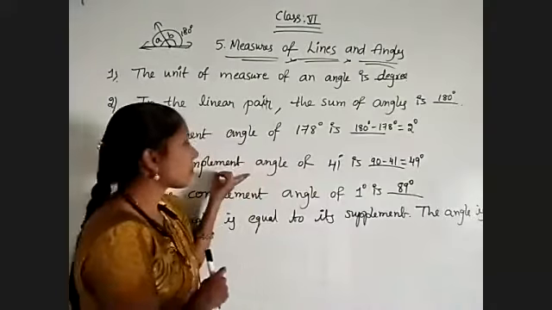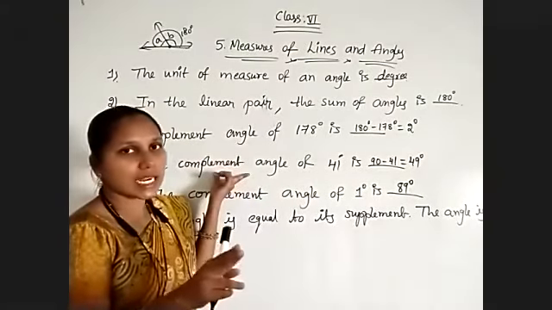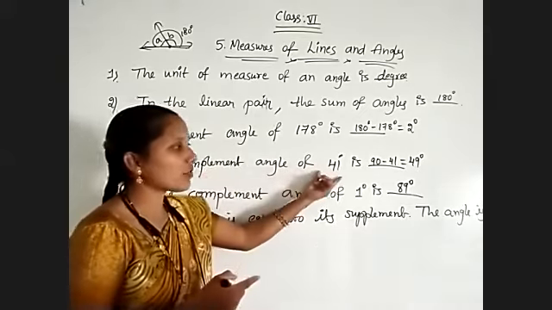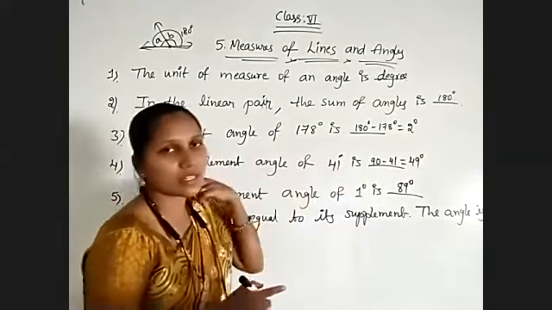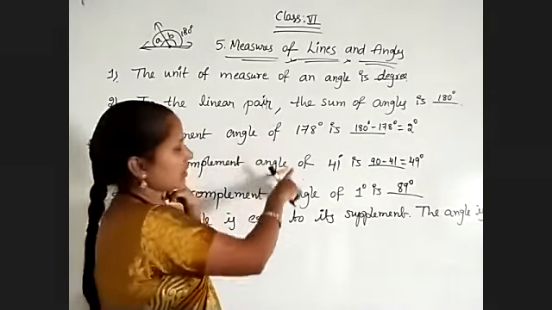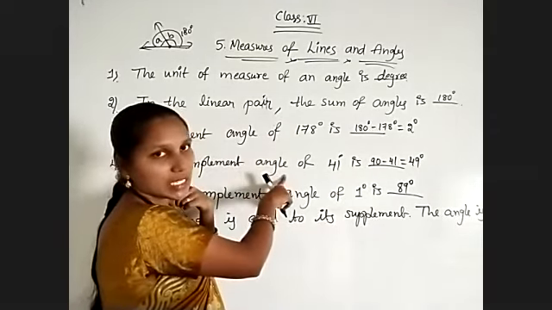Same for complementary angles. If the sum of two angles is 90 degrees, then they are said to be complementary angles. The complement of any angle is given by 90 minus that angle. Here the complement of 41 degrees is 90 minus 41, which is equal to 49. Supplement is 180 minus x.